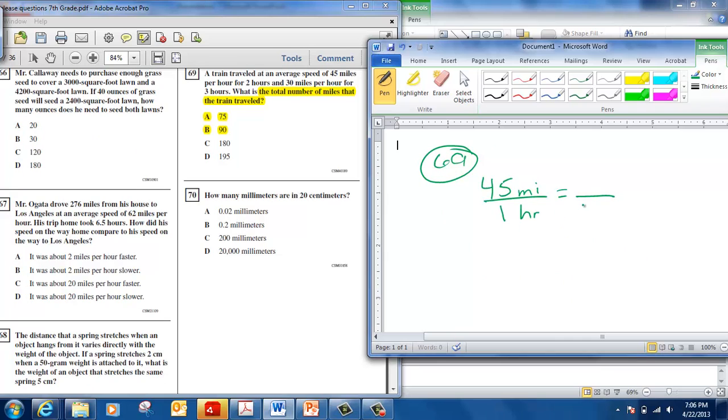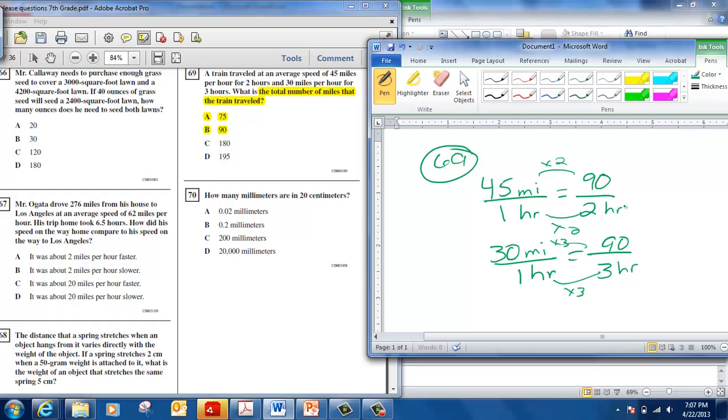Not for 1 hour, it goes for 2 hours. Okay. So I'm going to find this distance right here. And then my other proportion is going to be 30 miles per hour. But I'm going to be traveling for 3 hours. So these are kind of nice proportions because I could say, oh, 1 times 2 is 2. So then 45 times 2 is 90. And then 1 times 3. And then 30 times 3 gives you 90.